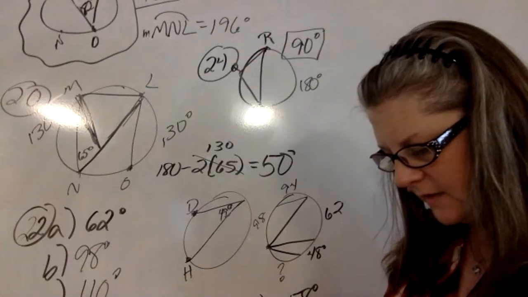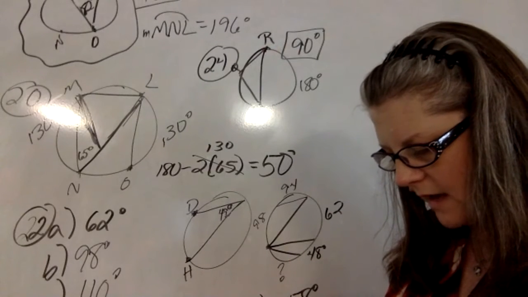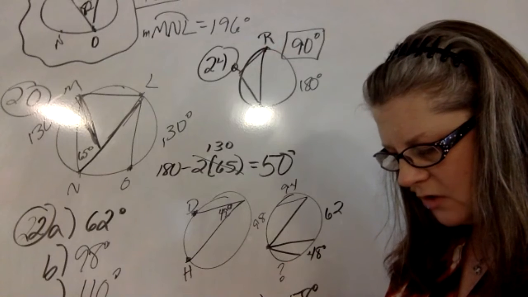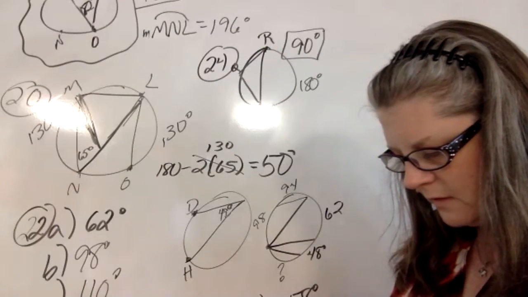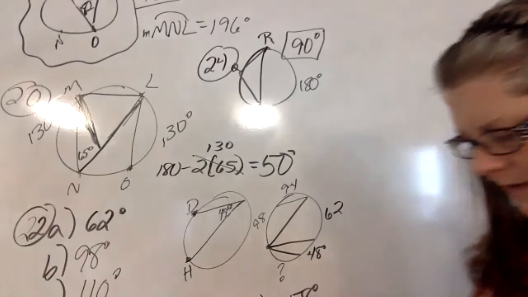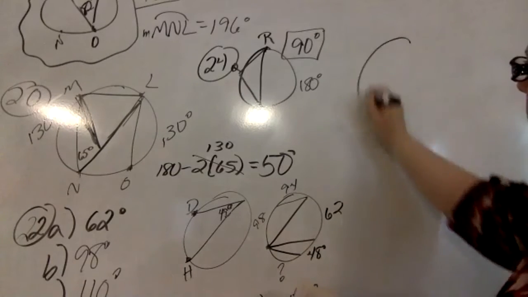Number 26, finding the measure of RS and the measure of angle SQR. So we're finding RS and SQR. So we have our picture.